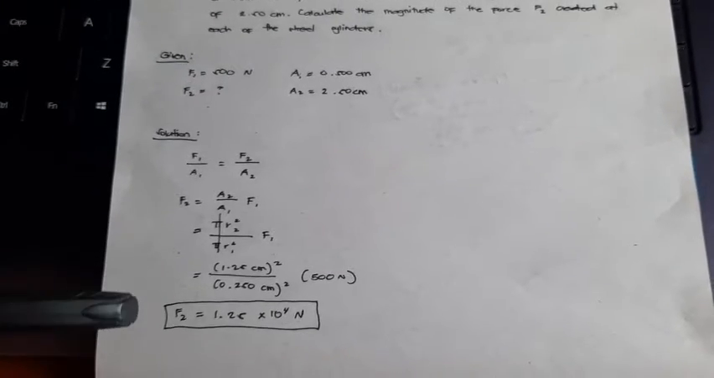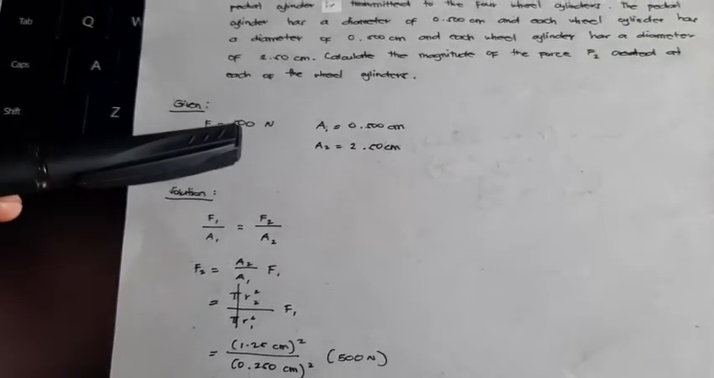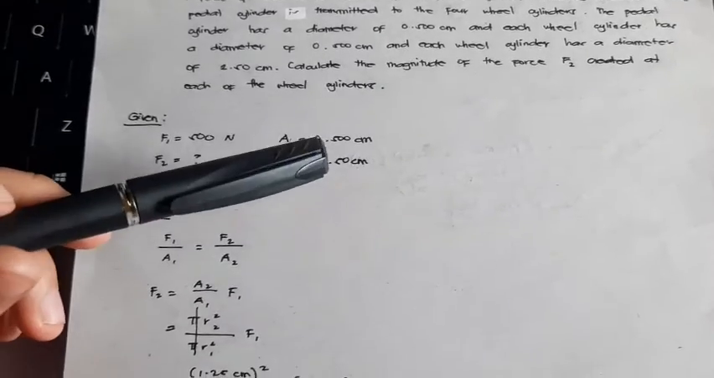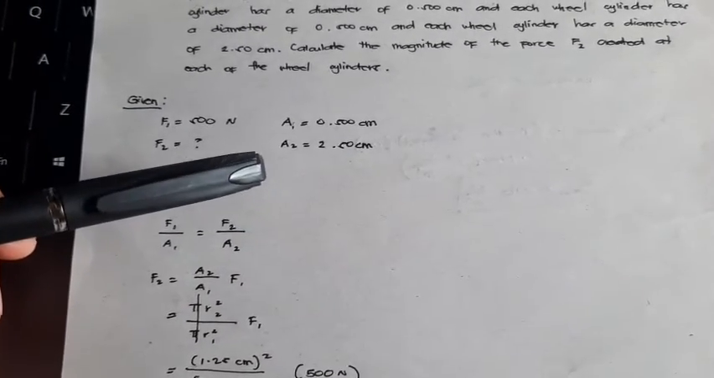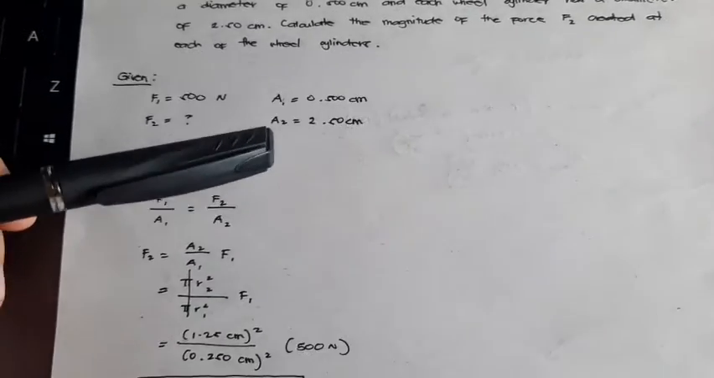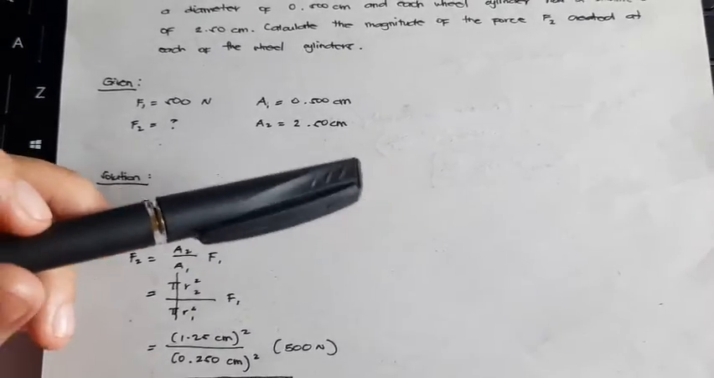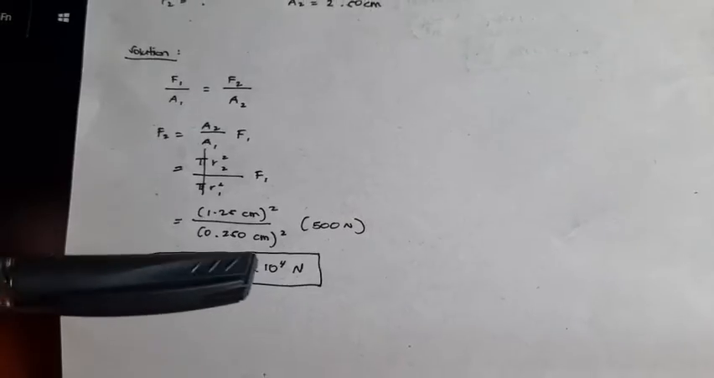So, that is the magnitude of the force created at each of the wheel cylinders. Since F1 has a cross-sectional diameter of 0.500 cm and F2 has a cross-sectional diameter of 2.50 cm, F2 is equal to 1.25 times 10 raised to the 4th power Newton.